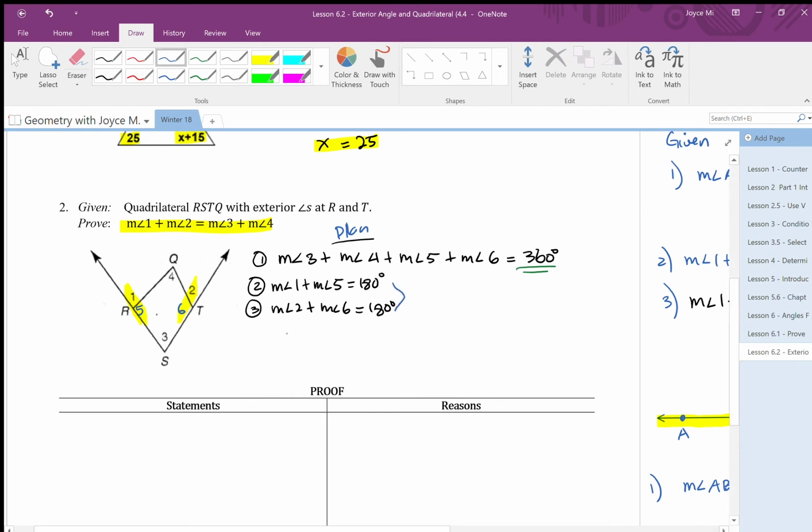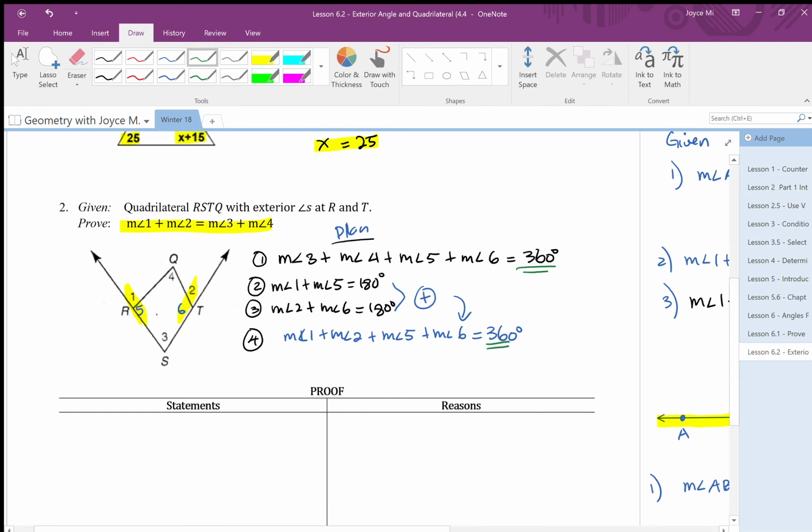Adding the two equations here, I'm going to get the measure of angle 1 plus the measure of angle 2 plus the measure of angle 5 plus the measure of angle 6, and that is going to give me 360. I'm adding both sides of these two equations to get this one. So the addition property of equality will be the justification. So equation 4, notice that now I have 360 on the right hand side as well.